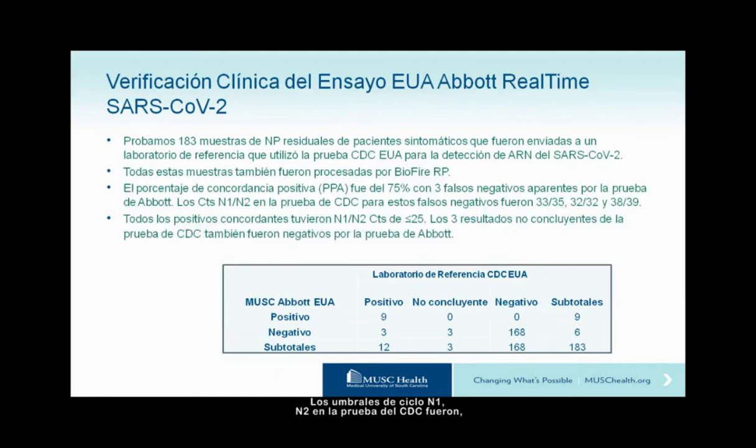The N1, N2 cycle thresholds in the CDC test for the false negatives are listed here, and they're in the low 30s to high 30s. I'm not sure what to make of that. The referral laboratory also reported 3 inconclusive specimens that they were unable to reproduce the results on. They tested negative by Abbott.